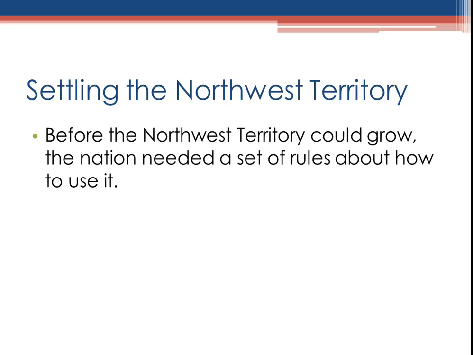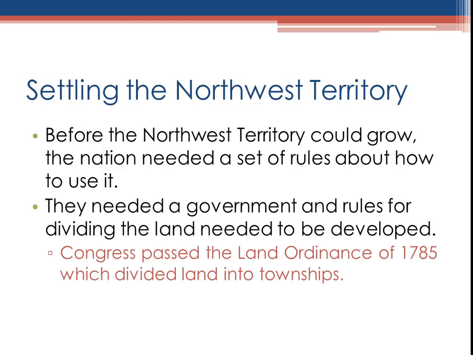Before the Northwest Territory could grow, the nation needed a set of rules about how to use it. So now all these people are starting to go over there and start to live there, but they needed some sort of rules to abide by while they lived there. They needed government and rules for dividing the land because they had all this land, and not everybody can have all the land. They have to divide it up somehow, and some of the land needs to be used for some reasons, and some of the land needs to be used for other reasons. They had to get that all figured out.